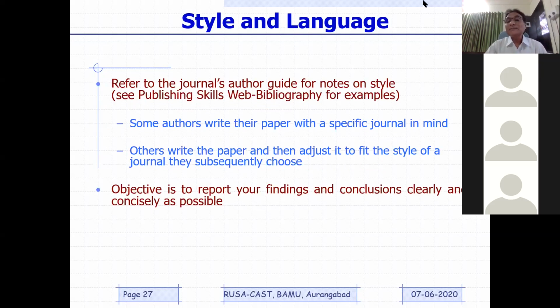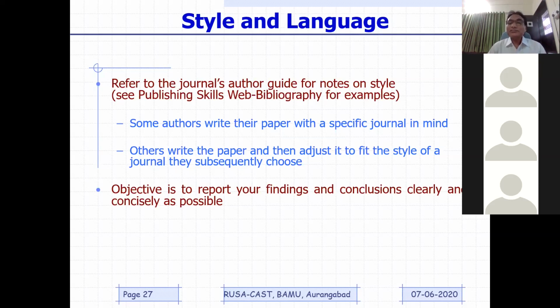Next, style and language. Sometimes what happens, as far as style is concerned, there are different kinds of mindset. Some authors, some research scholars, draft a paper by keeping a very specific journal in their mind. But I will not advise you to do that, because if you are drafting your manuscript keeping one particular journal in mind, you will have a lot of problems. Let us say you are drafting a manuscript for one particular journal in which the page limit is only 4 or 5. So you will be omitting many of your results, many tables, many figures.